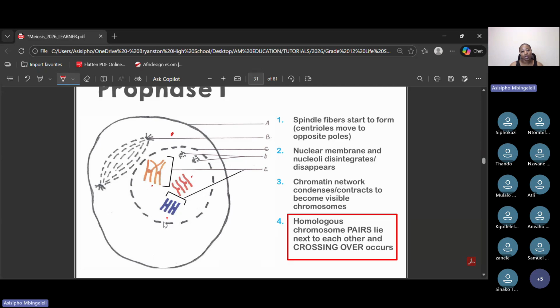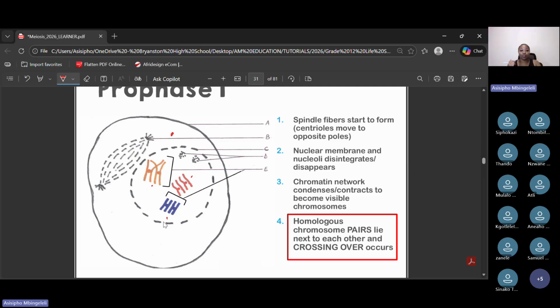So there's 3 chromosomes. How many chromatids can you count? How many chromatids? 12. 12. 4, 6, 8, 10, 12. 12. You guys are on point. 2, 4, 6. Okay. Prophase 1.